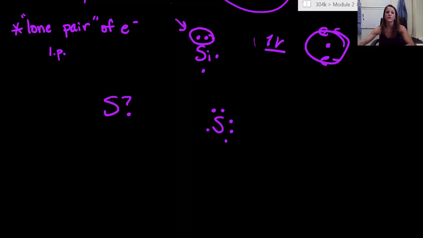And so now all we're doing is looking for 2 electrons that are grouped together. So here's 1 lone pair, and here's 2 lone pairs. So hopefully you put the answer 2, because that is correct.